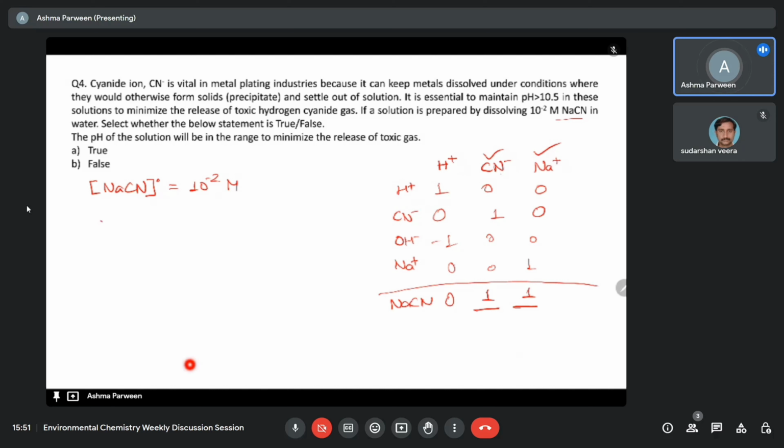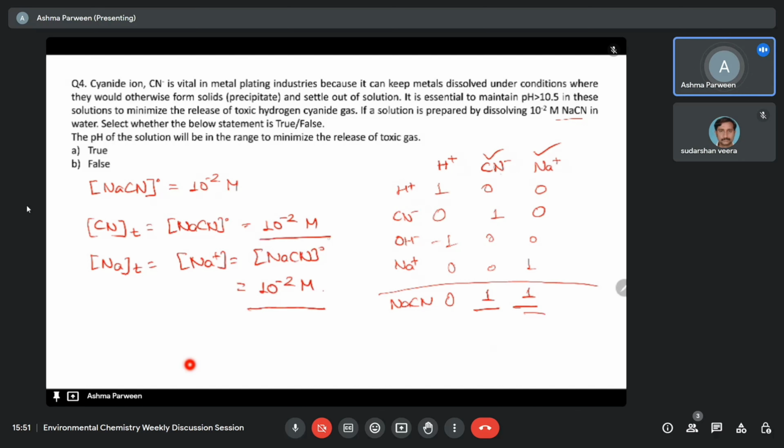So the total CN minus concentration can be written as total CN equals NaCN naught, what we have added initially, and that is equal to 10 raised to the power minus 2 molar. And for Na plus, the total sodium ion in the system will be equal to total Na plus equals NaCN initially added, that is equal to 10 raised to the power minus 2 molar. So we will feed these two values in the Visual MINTEQ and we will solve for the pH.